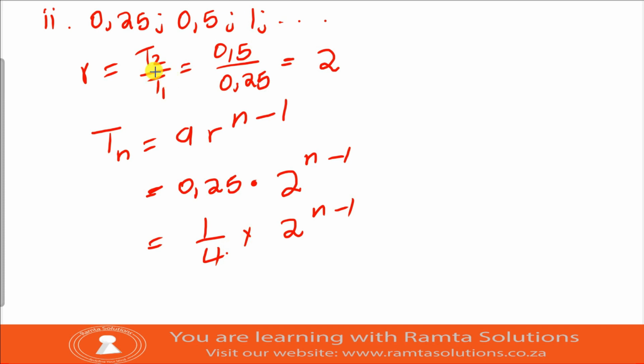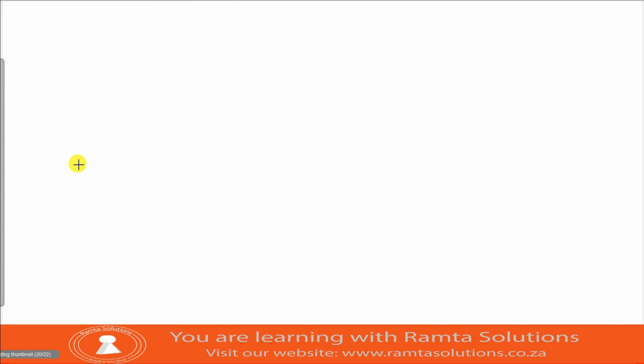That means your sequence is geometric. Okay? Cool. Now, let us try one last example. So this will be example 2. Let me change the color.